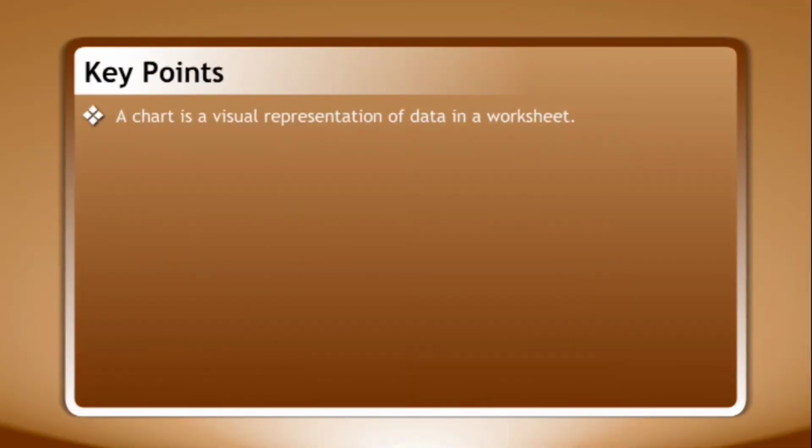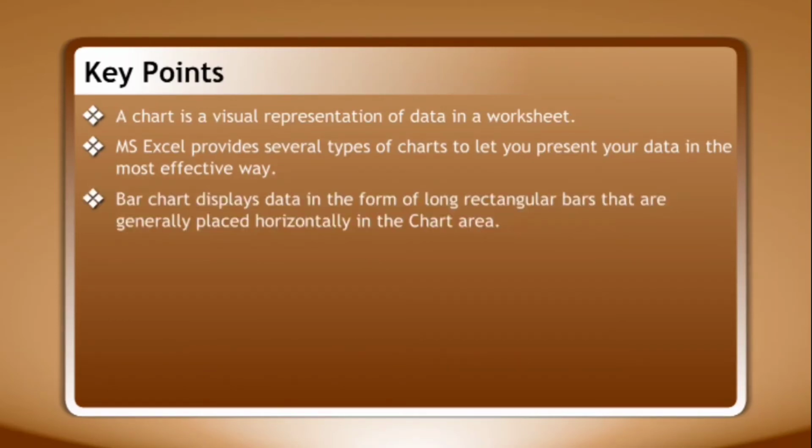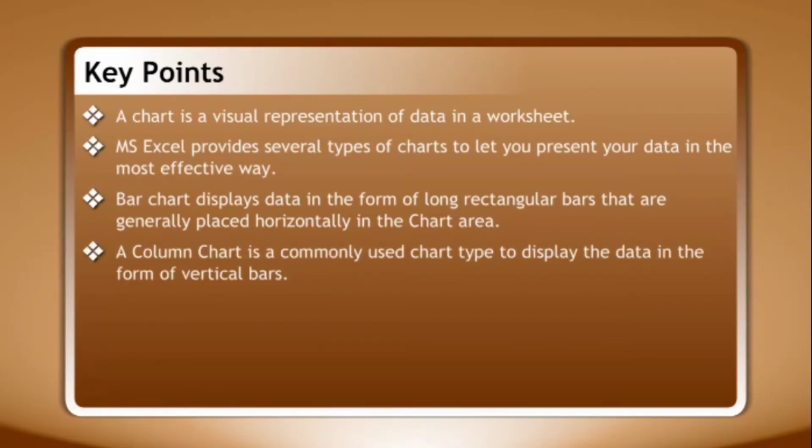These are so important key points. A chart is a visual representation of data in a worksheet. Second, MS Excel provides several types of chart to let you represent your data in the most effective way. Bar chart displays data in the form of long rectangular bars that are generally placed horizontally in the chart area. A column chart is a commonly used chart type to display the data in the form of vertical bars.